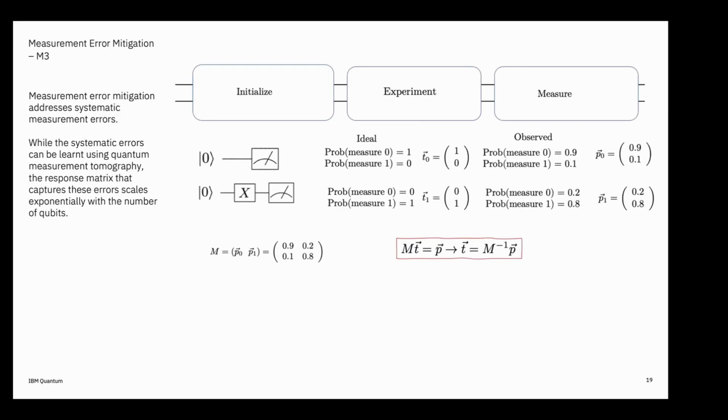Something happened. Then I prepare 1. I expect to get 1, but I actually got 1 only 80% of the time. So I say, okay, that basically captures my systematic error. So I'm going to write a response matrix M, which essentially tells me how my results were distorted. And so anytime I have a true result probability vector T, what is going on is that the measurement error is applying this distortion M, and I'm getting some probability P. So what should I do when I get a probability P? Well, just apply M inverse and you're done, right?